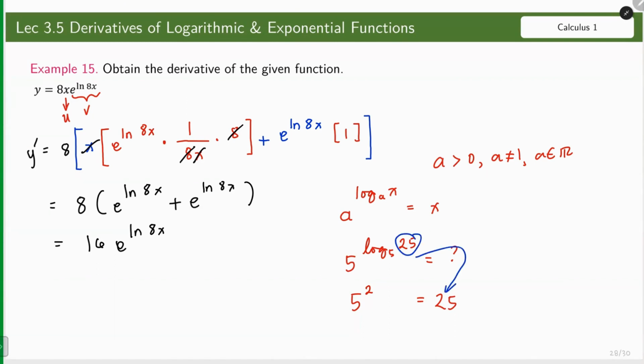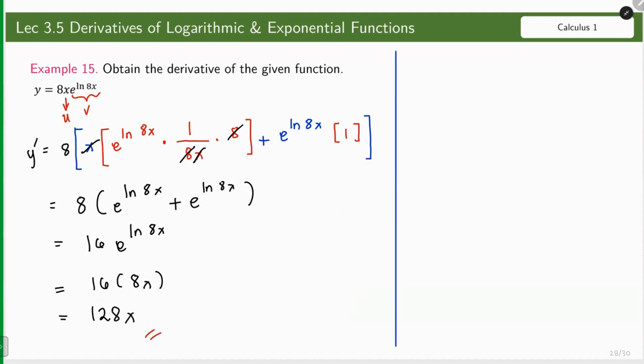So we're going to apply that here to further simplify because this is not yet done. We have 16 times 8x. The final answer is 16 times 8. So that is 128x.